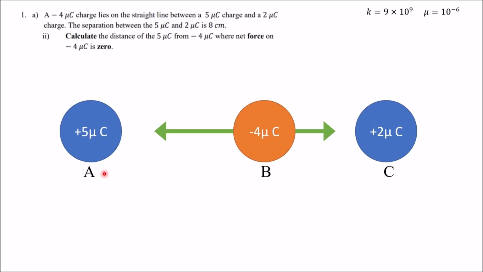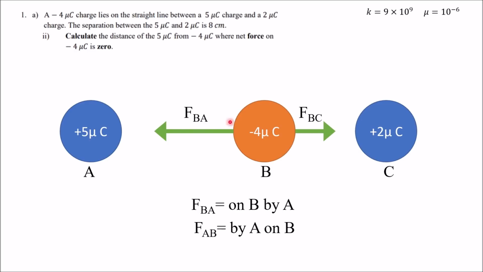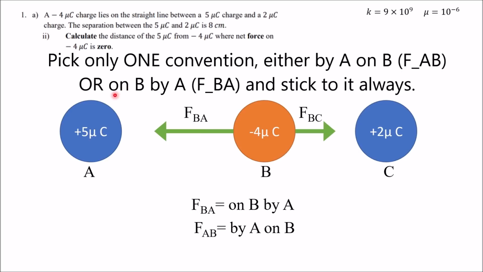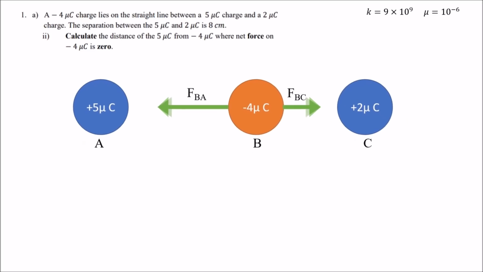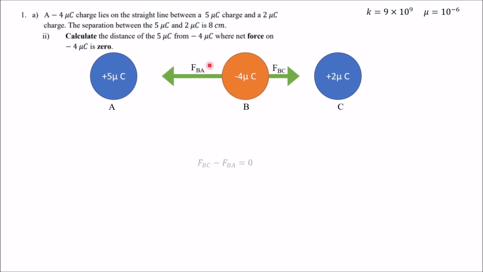Okay, so first let's label it A, B, C to better identify it later. And then we label the force. Here I write FBA. For me, it means on B by A. The force is acting on B by A. Of course, you can write it as FAB, where it means by A on B. It's just personal preference. It depends on you how you want to write it. So for me, it's on B by A, FBA, and then here FBC, acting on B by C. Okay, let's make it smaller, and then we start the calculation.